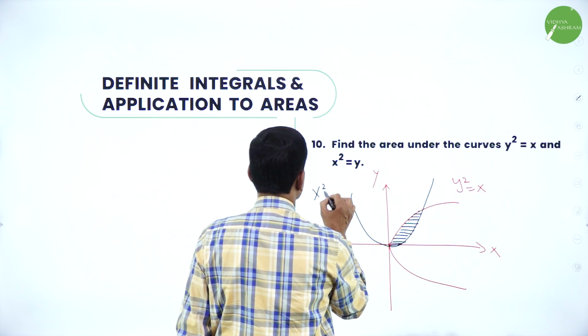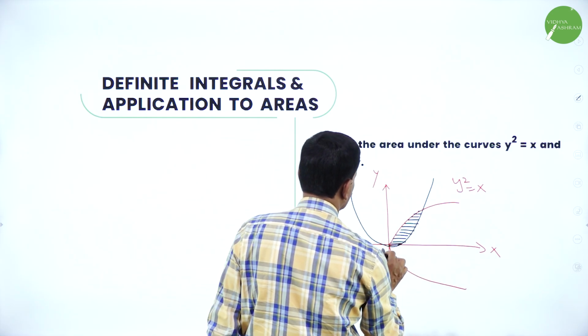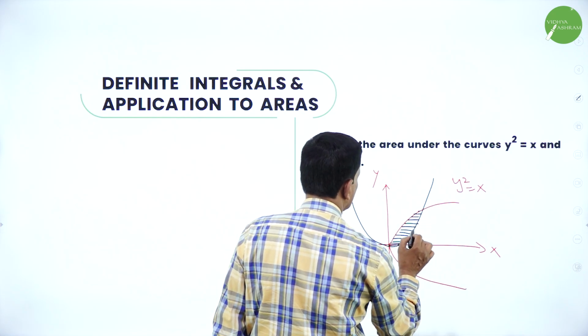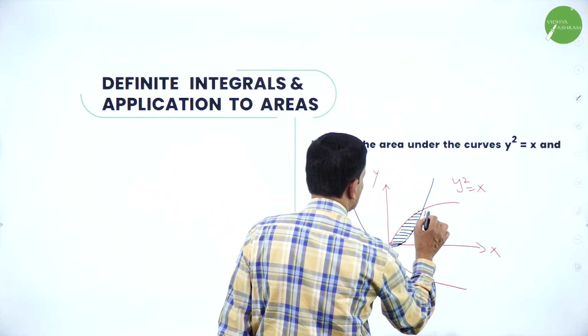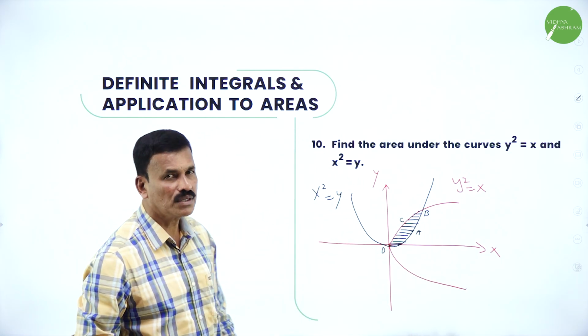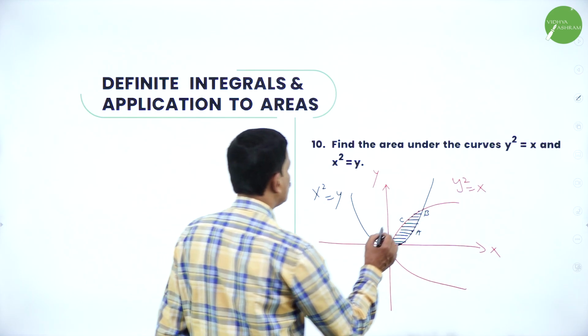So this is x square is equal to y. So what is required is to find the area of this region. Let us call it O, A, B, C. So this is to be determined. Now just find out the point of intersection.